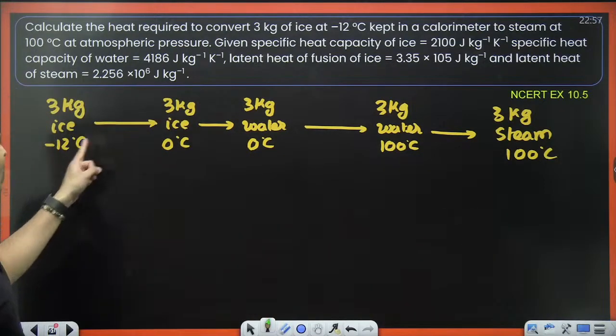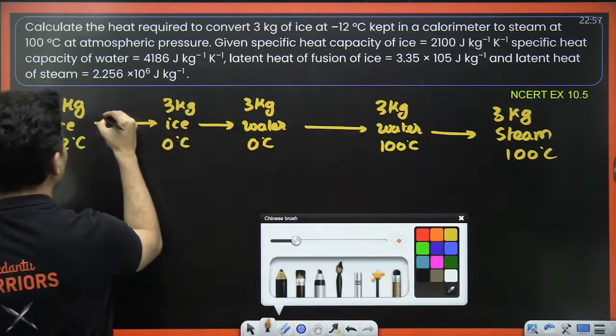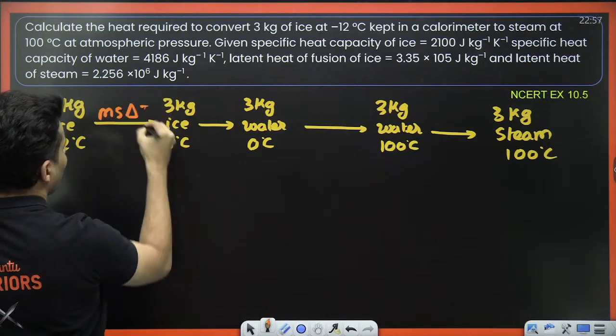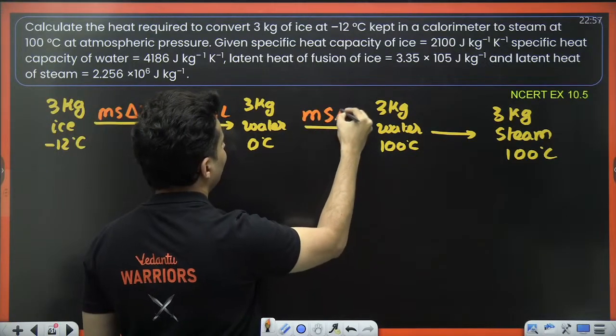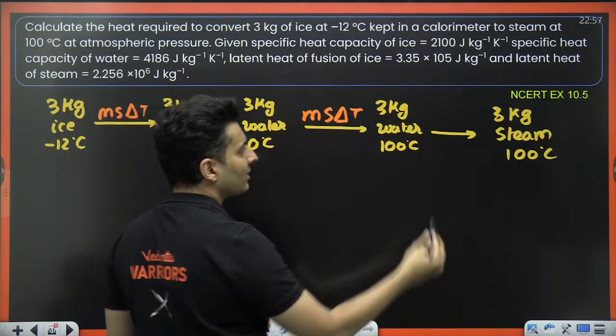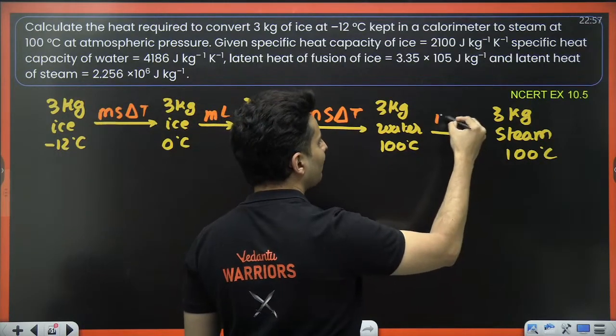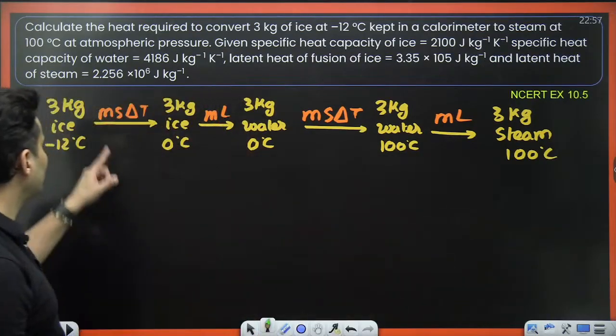Just think about it. Going from here to here, the formula that you will be using is ms delta T. Formula for here will be ml. For here, it will be ms delta T. Why? Because the phase is the same, only temperature is changing. Here I am going from water to steam, so I'll use ml. That's all. Now just have to substitute the values.